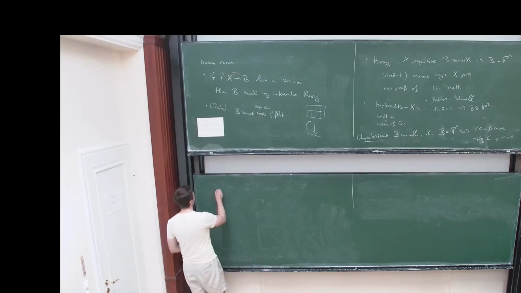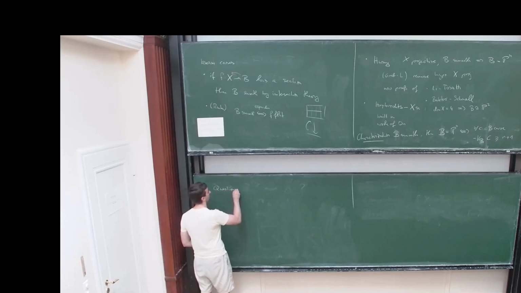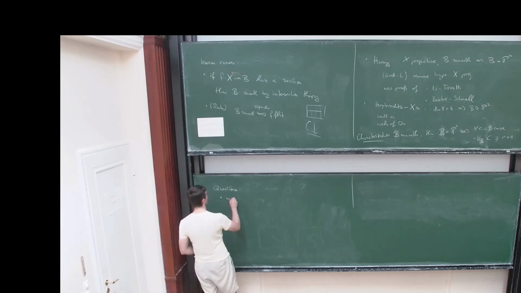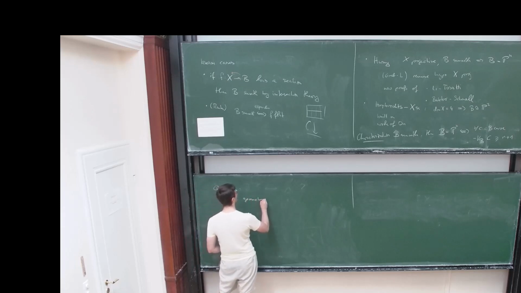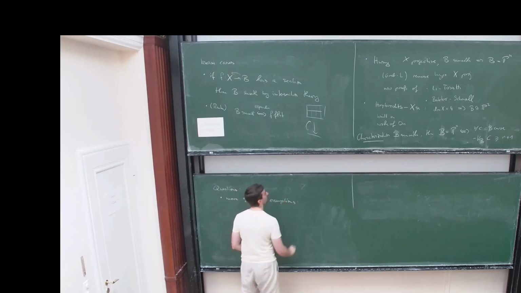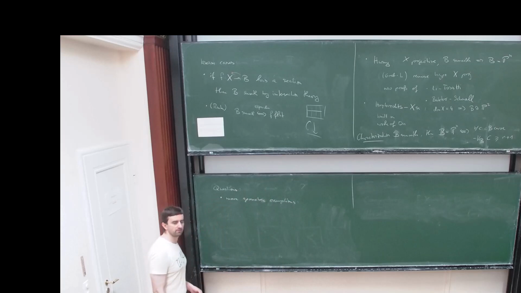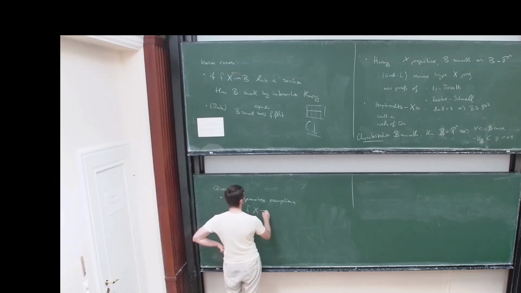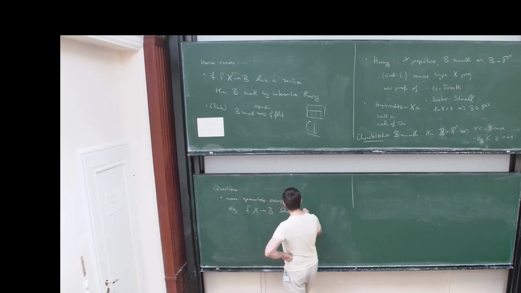So here are more questions. So what about more geometric hypotheses? Of course, feel free to prove the conjecture in the general case, but you want to add, it might make sense to add some hypotheses and then try to see. So suppose f from X to B has a rational section.